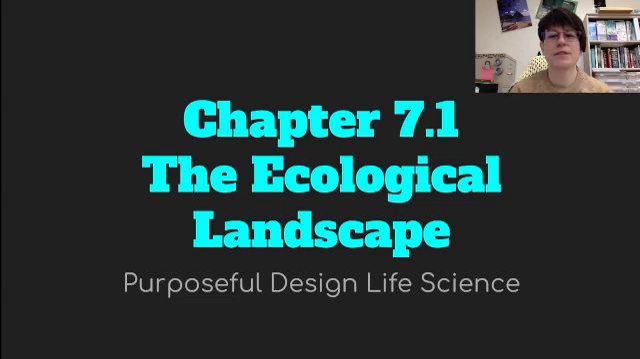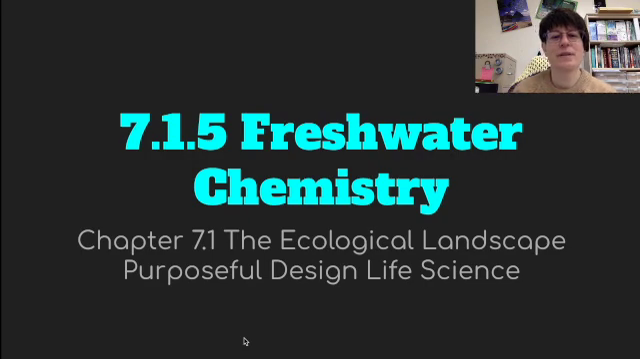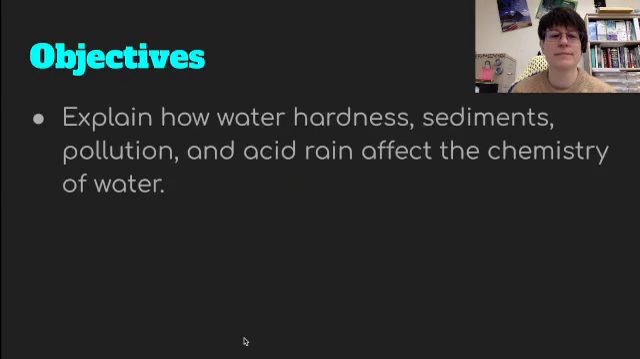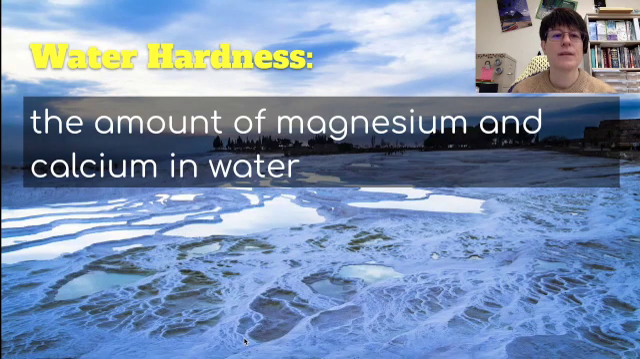We're studying chapter 7.1 on the ecological landscape from Purposeful Designs Life Science. Today we're going to be taking a look at the last section in the chapter, section 7.1.5 on freshwater chemistry. So our objectives today are to explain how water hardness, sediments, pollution, and acid rain affect the chemistry of water. So let's take a look first at water hardness.